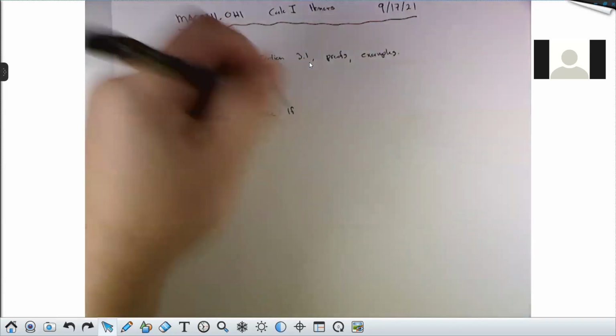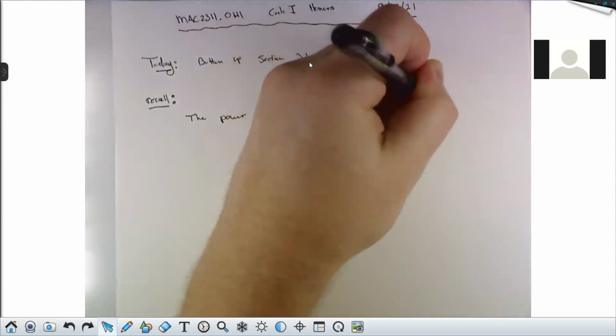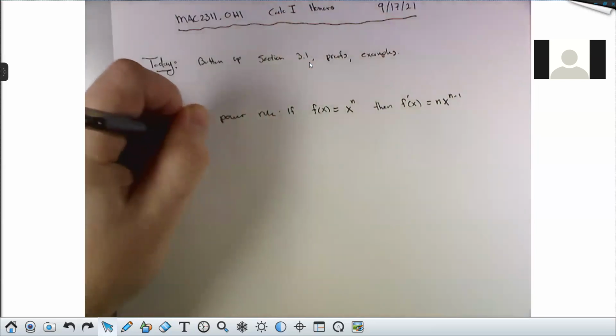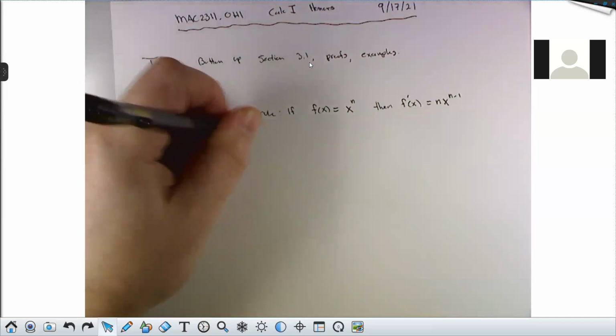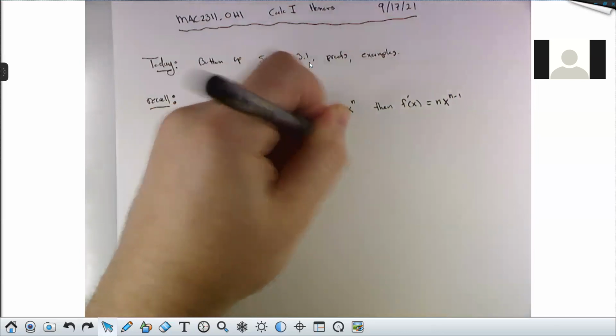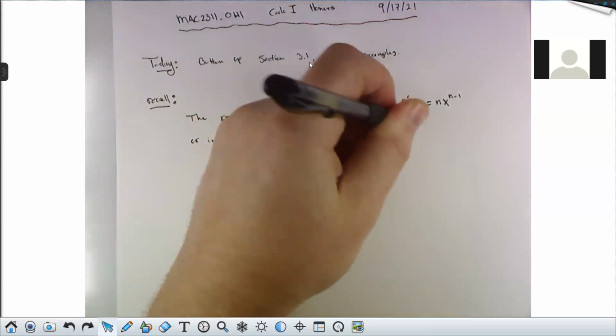That says if f of x is a straight up power function, just x to the n, and originally we assumed that n was a positive integer, but we saw it extends well to rational numbers and negative numbers. If f of x is x to the n, then the derivative of that function, f prime, is n x to the n minus 1. Or in Leibniz notation, we say that the derivative d dx of x to the n is the same thing, n x to the n minus 1.